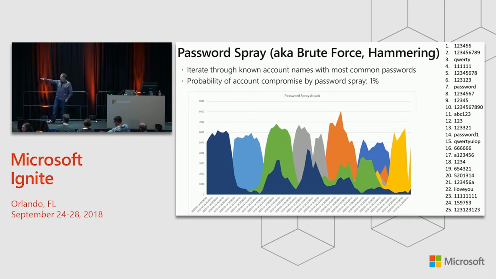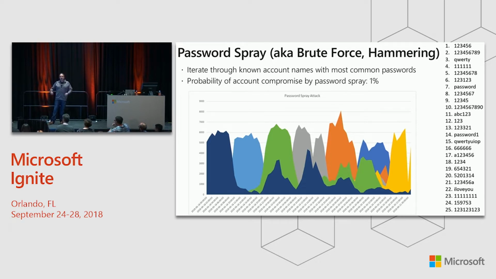What's interesting about this chart is each of these colors is a unique password. You don't normally see clusters like that. Normally you'll see colors spread apart as your users enter different passwords. So seeing these clusters of passwords really represents what a password spray attack is.